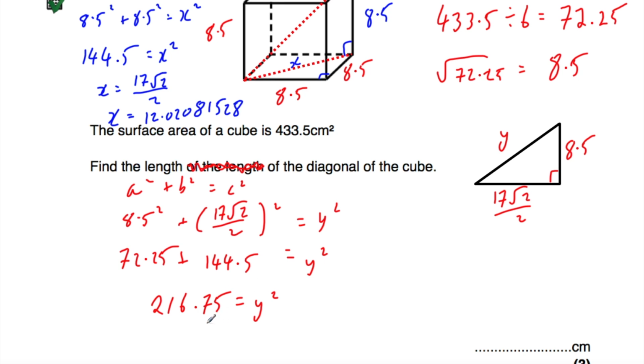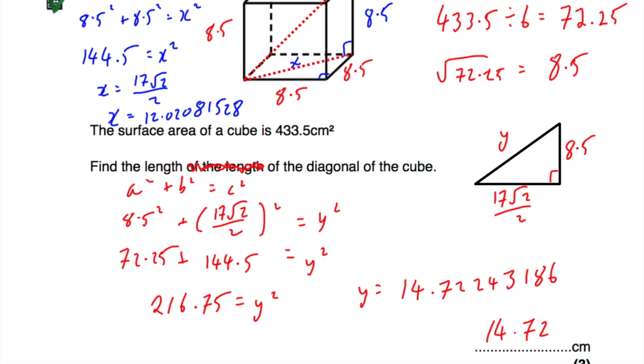And then we just need to square root, so let's square root that. And that's equal to, y would be equal to the square root of this, which is 17 root 3 over 2, or 14.72243186. And I'm just going to round that to two decimal places. That'll be 14.72. So that's the length of the diagonal of that cube.